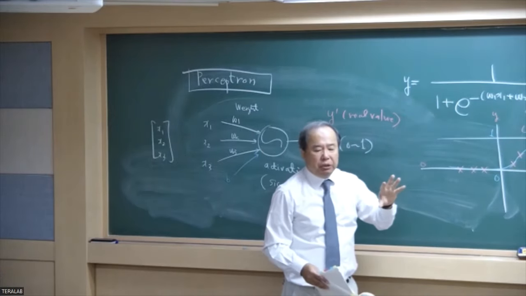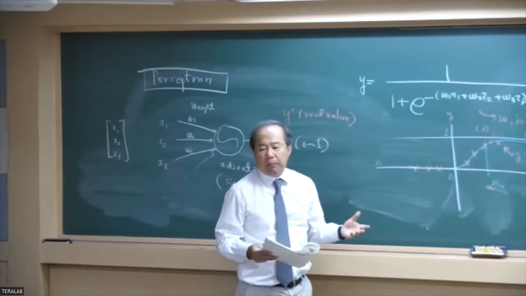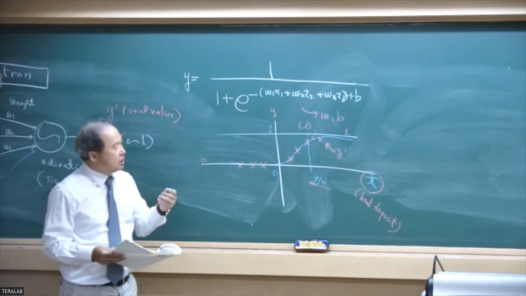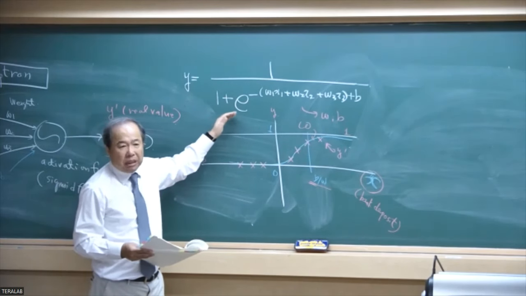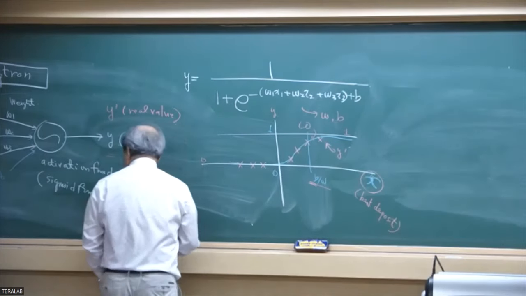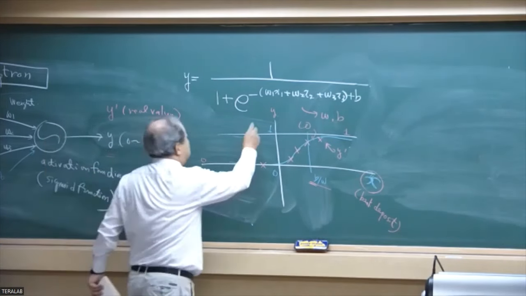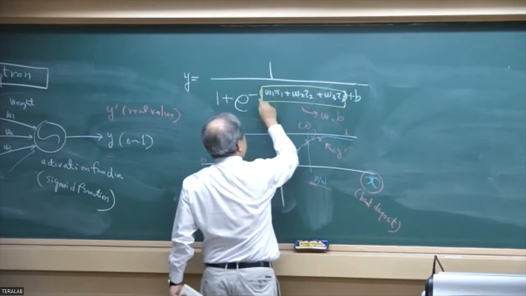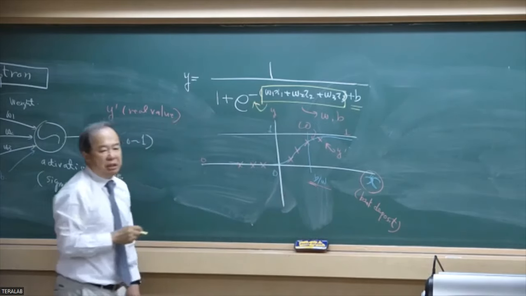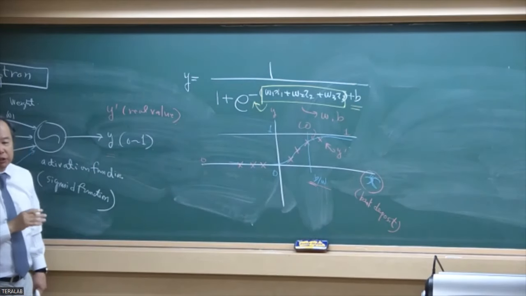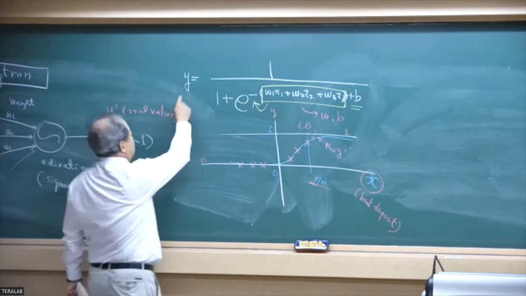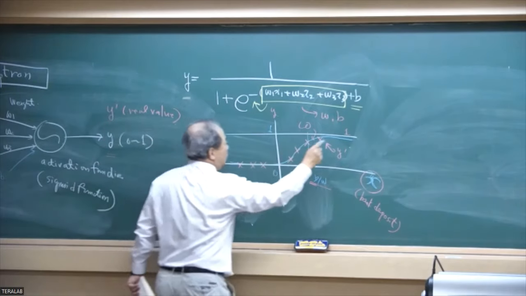Even though real matrix calculation is very, very complicated, to give you the basic concept, I'm going to use a schematic representation. So the multiplication of input vector and weight plus bias is inserted into the exponential minus function of the sigmoid function, and the output is a value between 0 and 1.